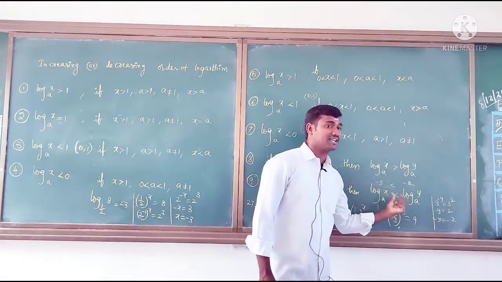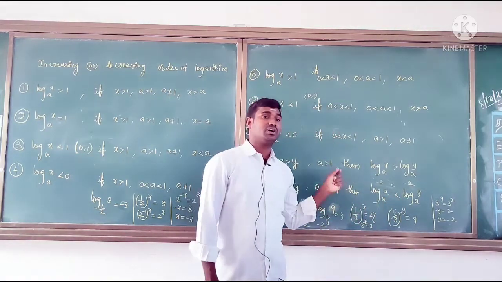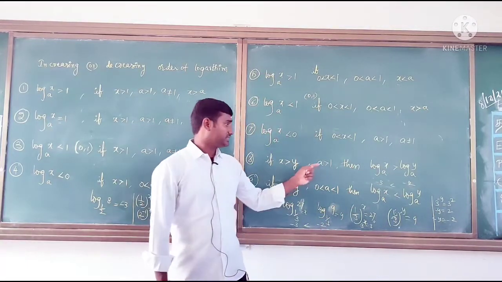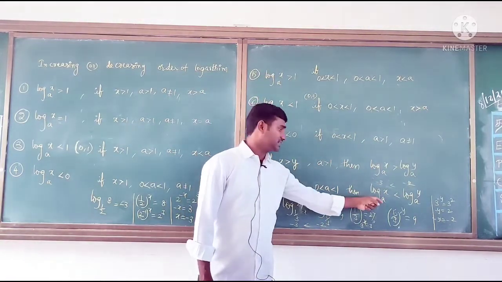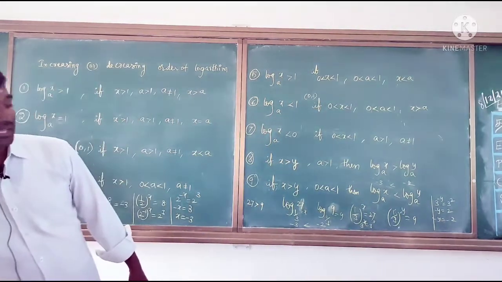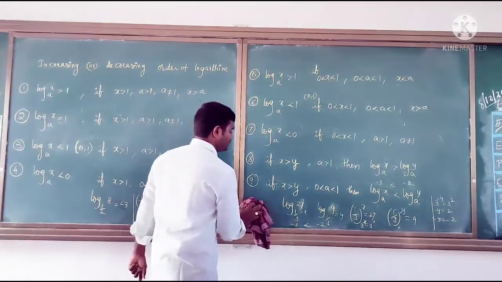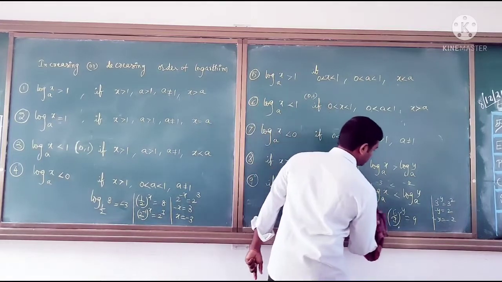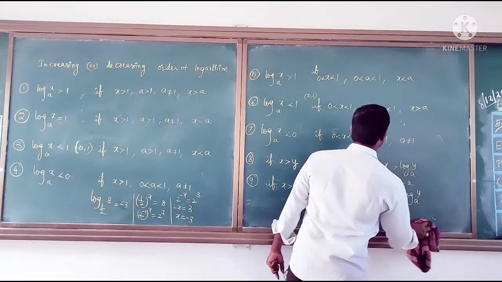If the a value lies between 0 and 1, it is reversed. In this case a is greater than 1, in this case a lies between 0 and 1. Okay, I hope you understand. So I am giving you some questions. You can try to solve.